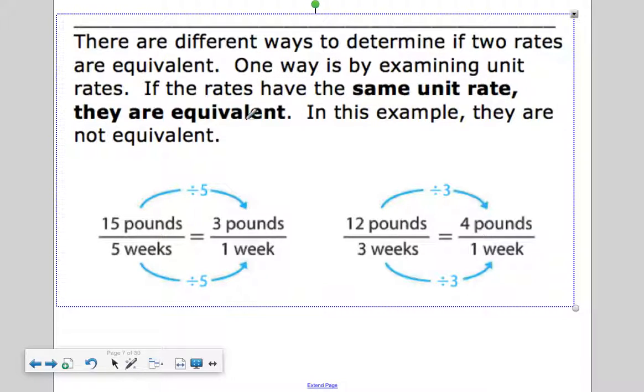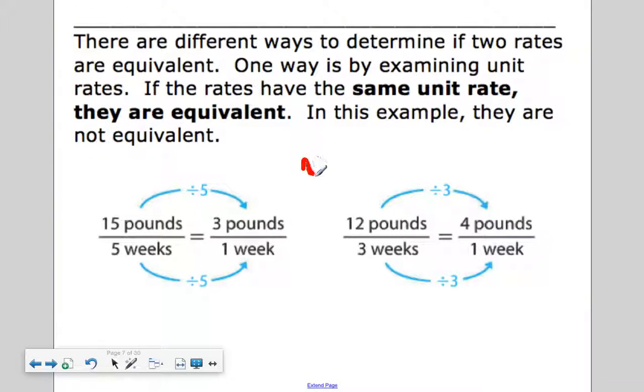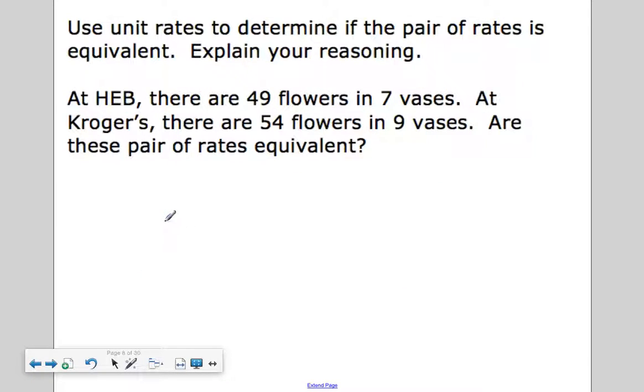One way is by examining unit rates, because some of y'all like breaking things down into 1 unit. For example, someone loses 15 pounds in 5 weeks. If this person lost 3 pounds each week, while another person lost 12 pounds in 3 weeks, that person, if you break it down, lost 4 pounds each week. Are they equivalent? No. The second person, as you can tell, is losing weight at a faster rate than the first person. So let's look at our next example.